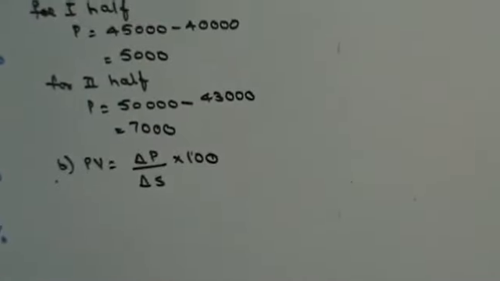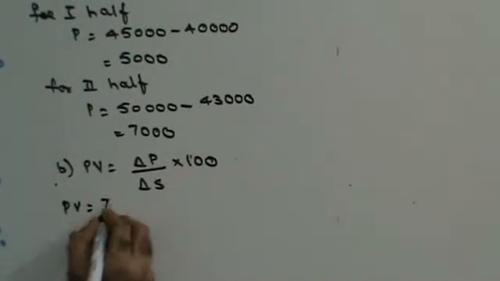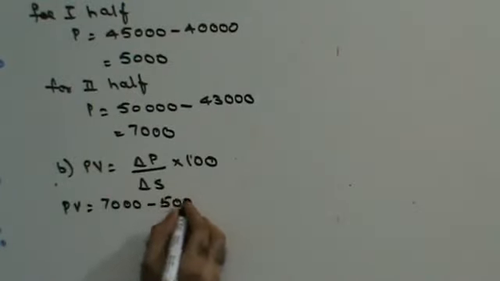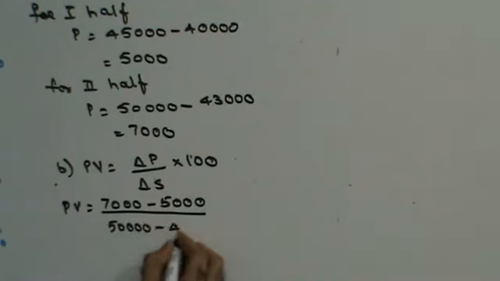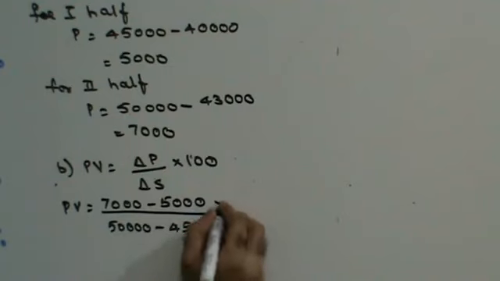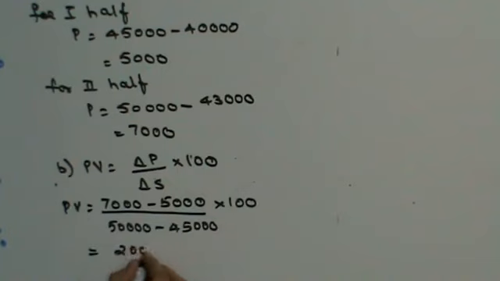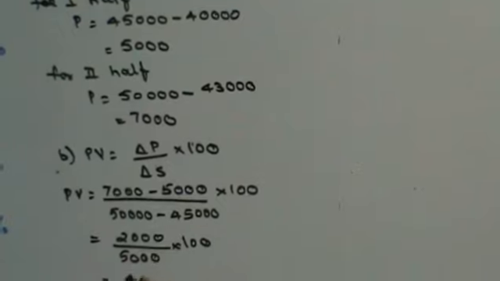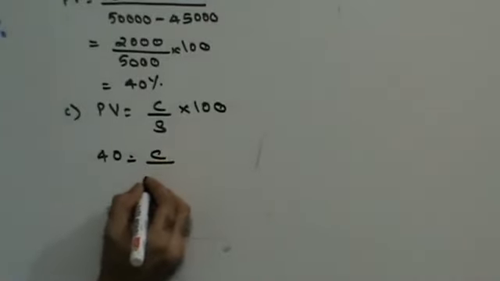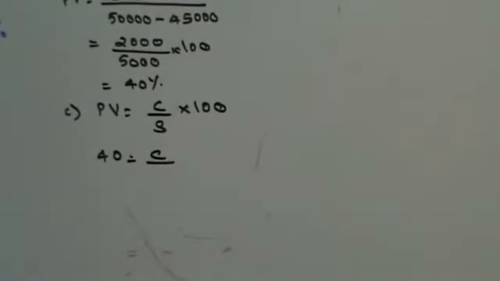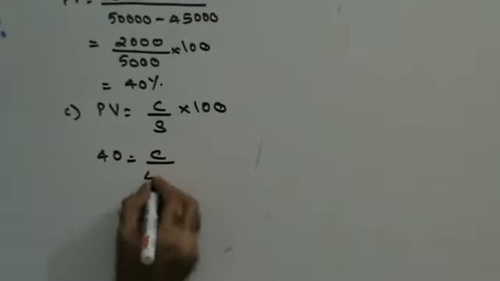Now, change in profit will be 7,000 minus 5,000 upon change in sales 50,000 minus 45,000 into 100. This is 2,000 upon 5,000 into 100, which is nothing but 40%. Now I can also use the PV formula. PV is C upon S into 100. PV is 40. C we do not know. S we can take of any period. I am taking S of the first period.